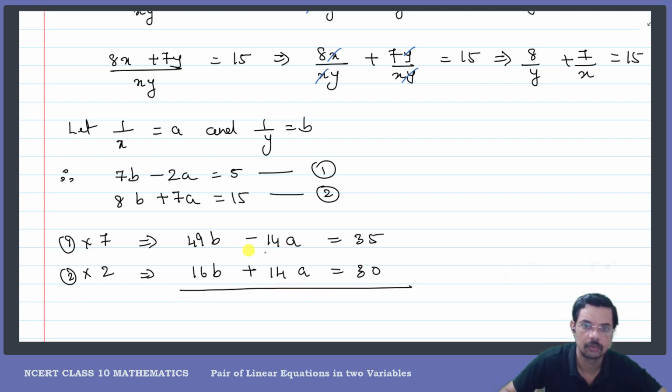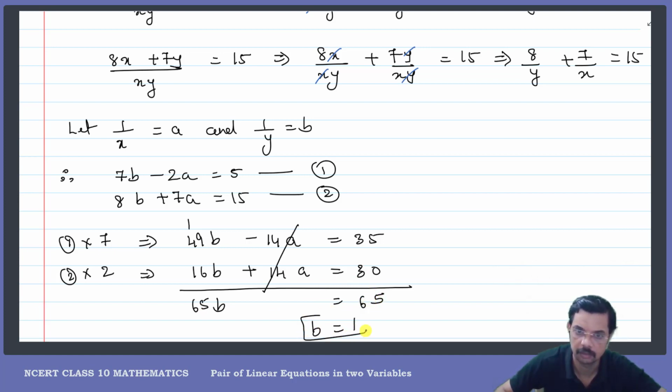Clear? Now you just need to add them to eliminate. So this is 49 plus 16b. So here we have b, and then 9 plus 6 is 15, 4, 5, 6. So it is 65. And here we have again 65. So what is the value of b? b will be equal to 1. Value of b is equal to 1.